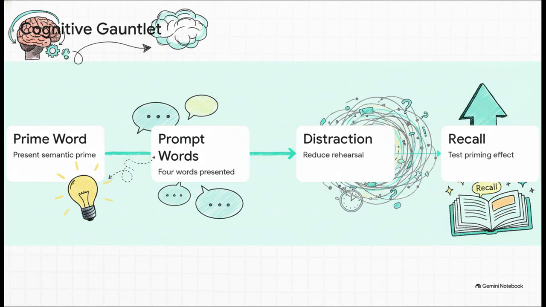Step 3 introduces a distraction task, which is absolutely crucial so the participant doesn't just rehearse the words in her head. And finally, Step 4 is recall. We really want to see if that prior exposure to the prime word in Step 1 actually boosts her ability to recall its semantic partner in Step 4.